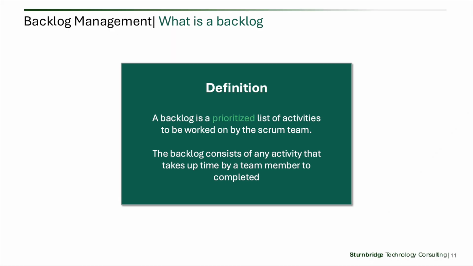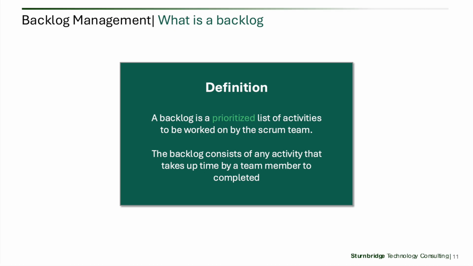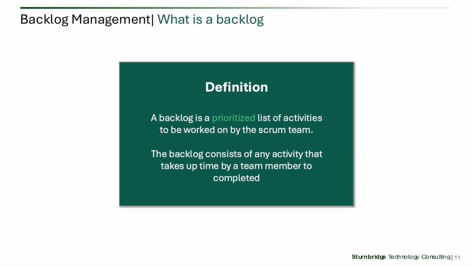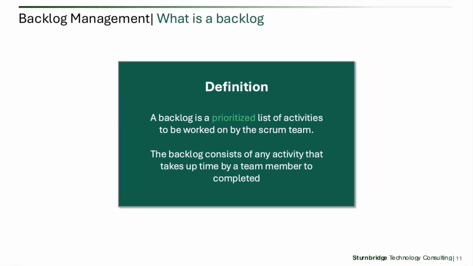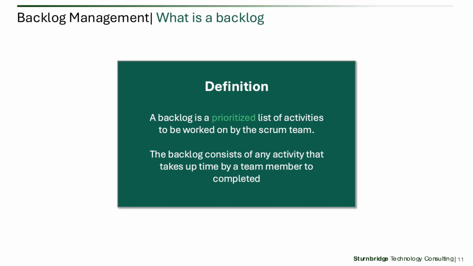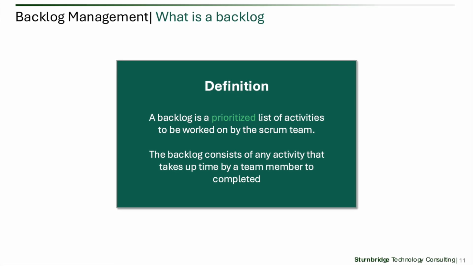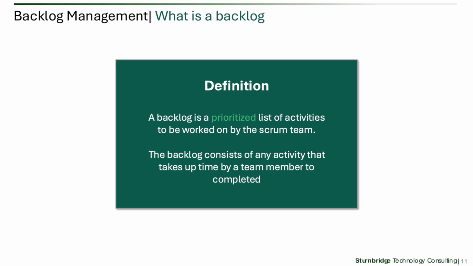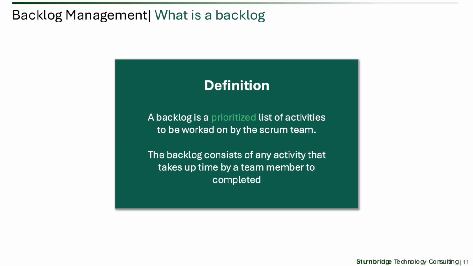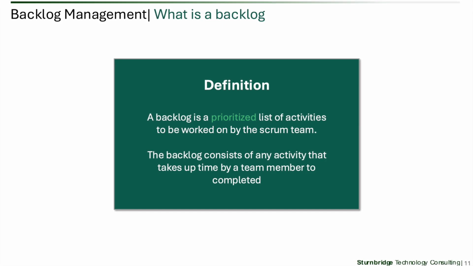From roles, we move into backlog management. The backlog is one of the most important operational tools in Scrum. A simple definition is that the backlog is the prioritized list of work to be completed by the team. In practice, however, a backlog is much more than a list. It is the team's working representation of value, priority, scope, and readiness.